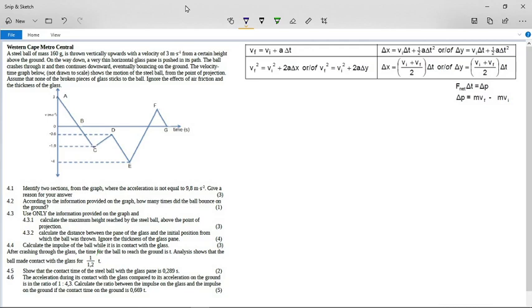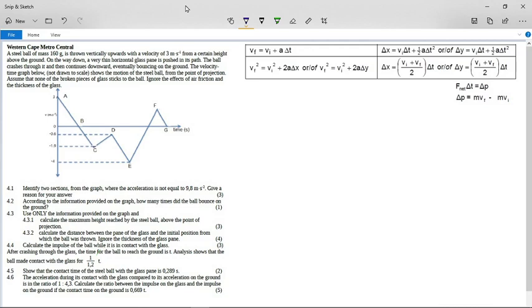So it says to you, a steel ball of mass 160 grams is thrown vertically upwards with a velocity of 3 meters per second from a certain height above the ground. On the way down, a very thin horizontal glass pane is pushed in its path. The ball crashes through it and then continues downwards, eventually bouncing on the ground.